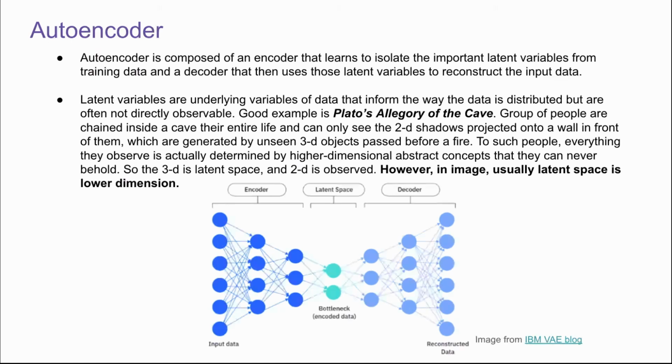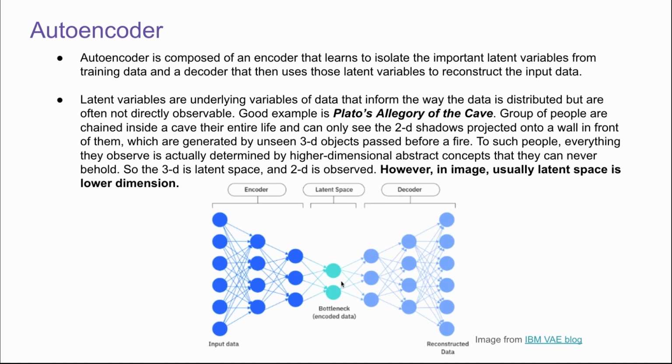Let's start with the autoencoder. An autoencoder is composed of an encoder that learns to isolate the important latent variables from training data, and a decoder that uses those latent variables to reconstruct the input data. The latent space can also be called the bottleneck. Latent variables are underlying variables of data that inform the distribution, but are often not directly observable.